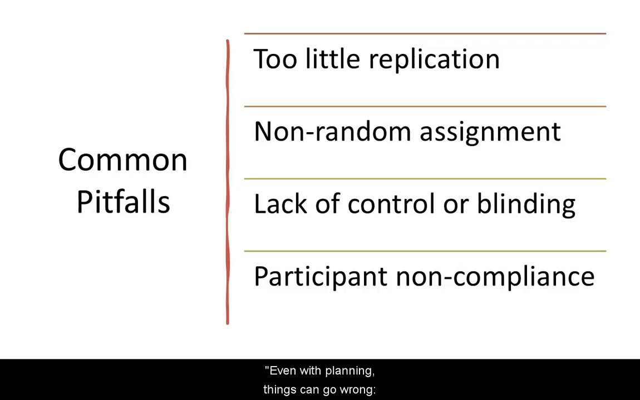Even with planning, things can go wrong. Forgetting to replicate, small sample sizes, assigning treatment non-randomly, letting participants drop out or switch groups, not blinding, which can cause subtle behavior shifts. A reminder: a bad design wastes data, effort, and sometimes lives, especially in medicine or policy.